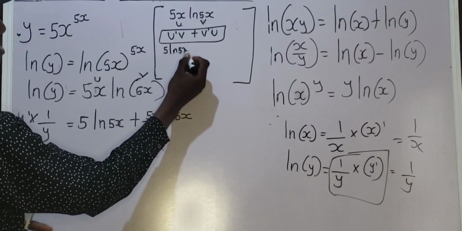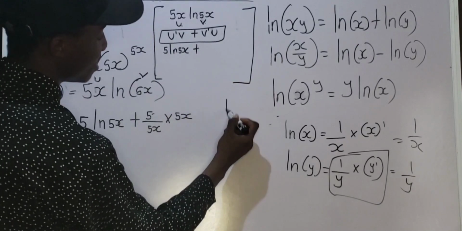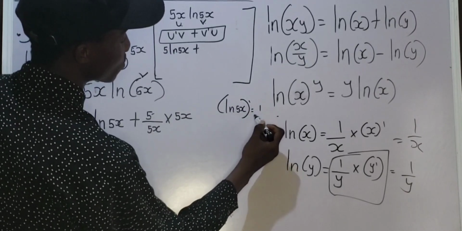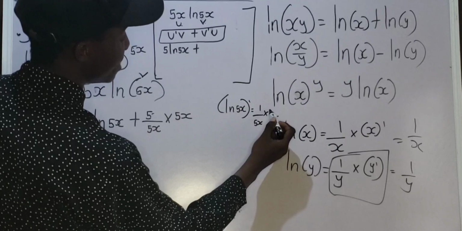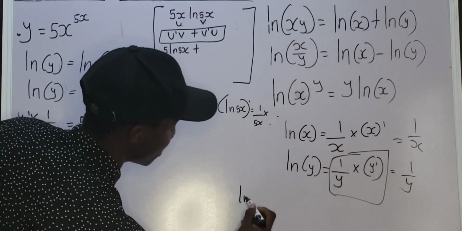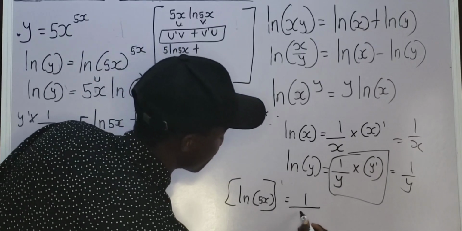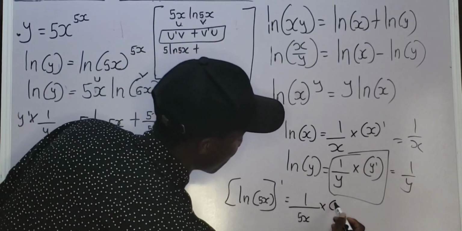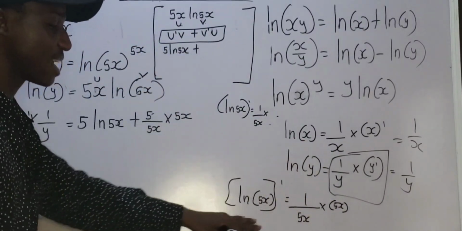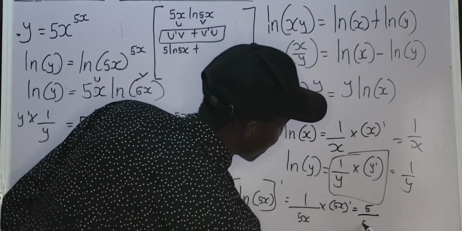I have 5 ln 5x plus this additional term, the derivative of v. Don't forget, if you differentiate ln 5x, the derivative of ln 5x is equal to the inverse of 5x multiplied by the derivative of 5x. This is the basic law, you understand? So you are going to apply these laws anytime you want to differentiate a function that looks like this. So the derivative of 5x is 5, so I'm going to have 5 over 5x as the final answer.